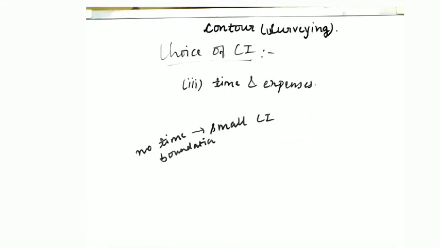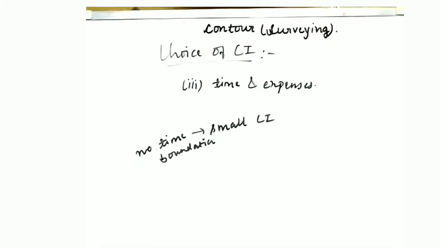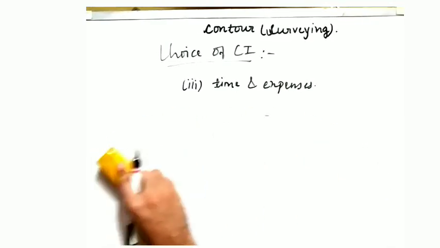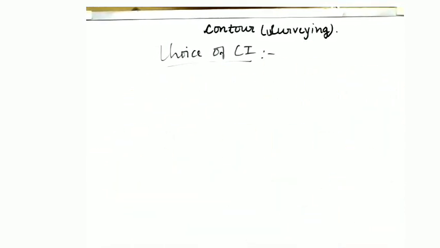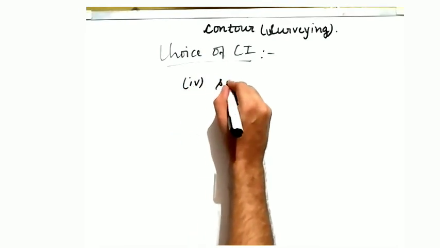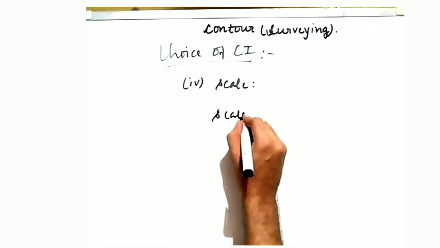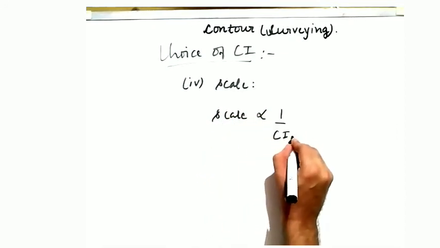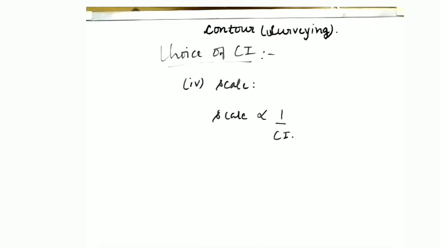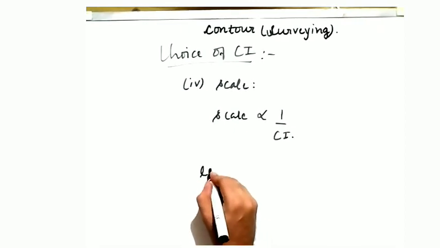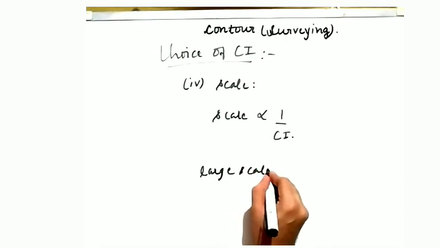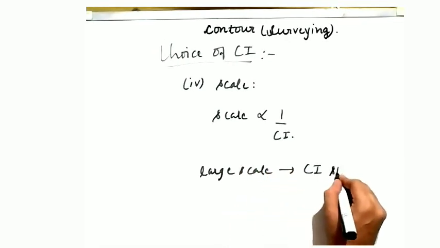Similarly, the expense, if you have high cost availability, high money availability, capital availability, then you will go for small contour intervals. But if the expenses available are not that much, then you will go for higher contour interval. The next and the most important factor that decides the contour interval is the scale of the map. Just remember for time being that scale is inversely proportional to the contour interval. If the scale is large, then the contour interval will be small.